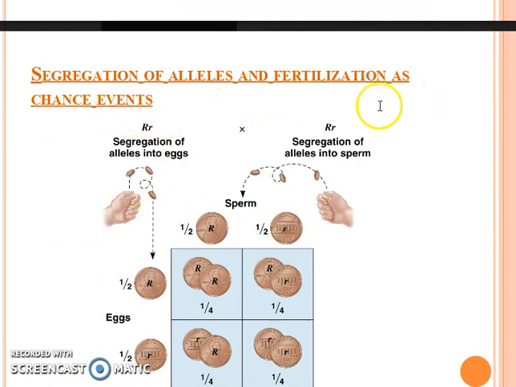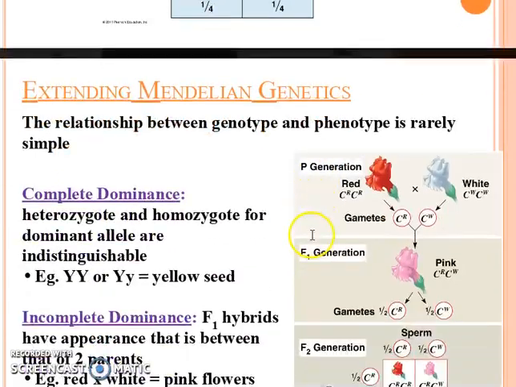Segregation of alleles and fertilization as chance events. This is just telling you that it's by chance, like flipping a coin. If you have a big R, little r on that side and a big R, little r on that side, it's just by chance if you're going to get two big R's, two little r's, or a mix of the two. That's all it is. It's just by chance.